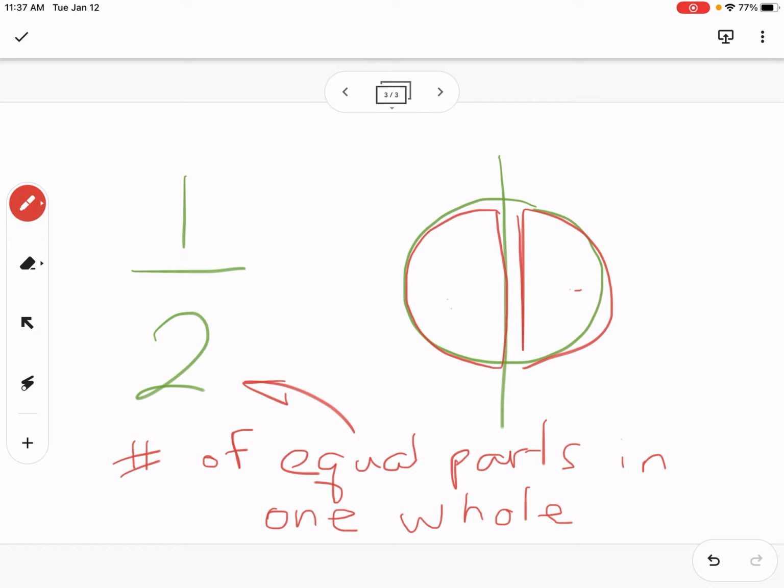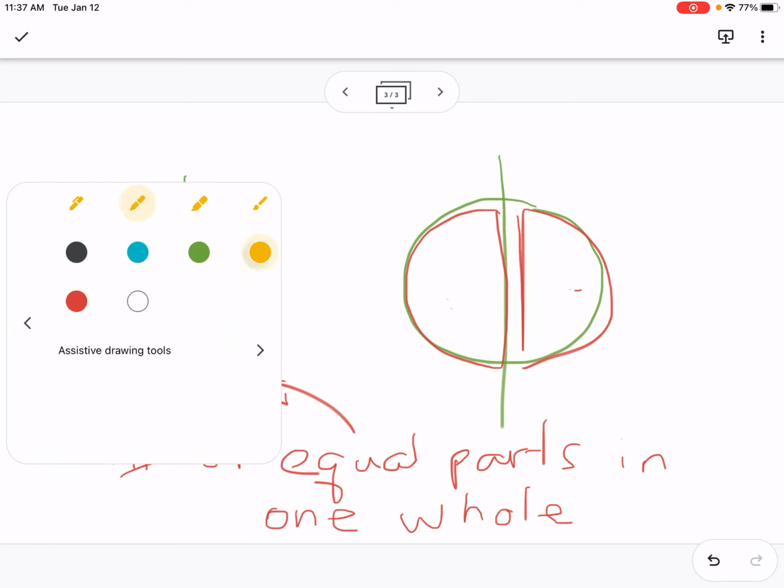So the circle that we had, we cut into 2 parts. That was a whole circle, a whole pizza. The whole thing has been cut into 2 parts. So the bottom number 2 tells me that the pizza has got 2 parts that the whole thing has been broken into. Now, the top number is 1 in this case.